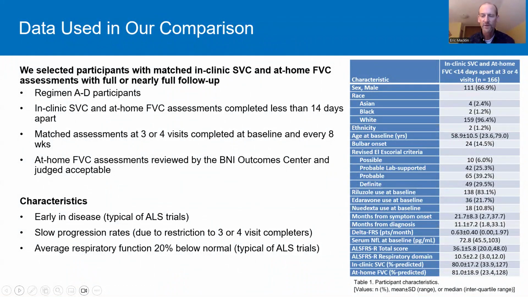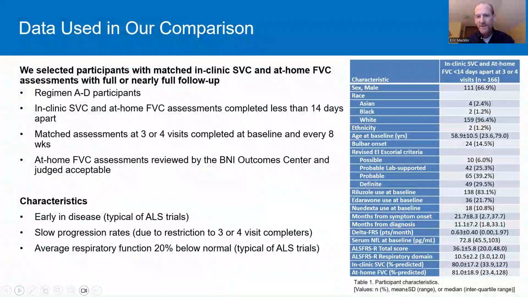So not only was it this FDA approved device with coaching by a trained site coordinator, but also there was after the fact an evaluation of each of the flow, what is called a flow loop, your ability to produce a breath, by central readers who are trained in this.